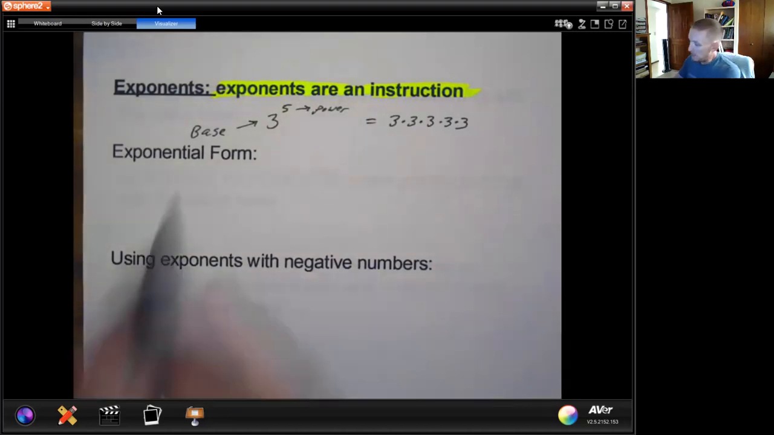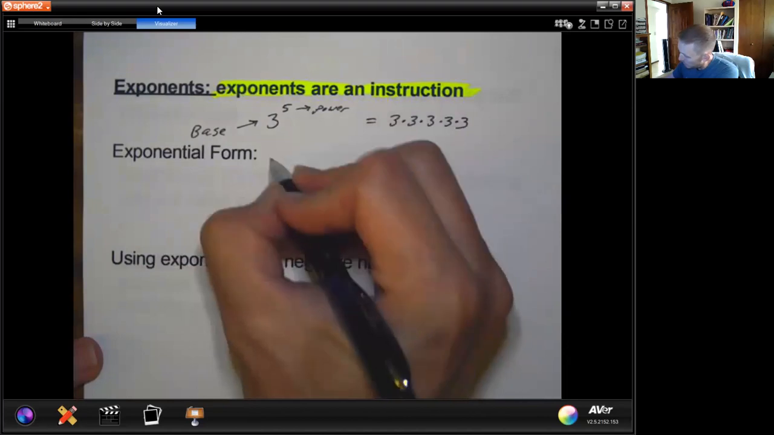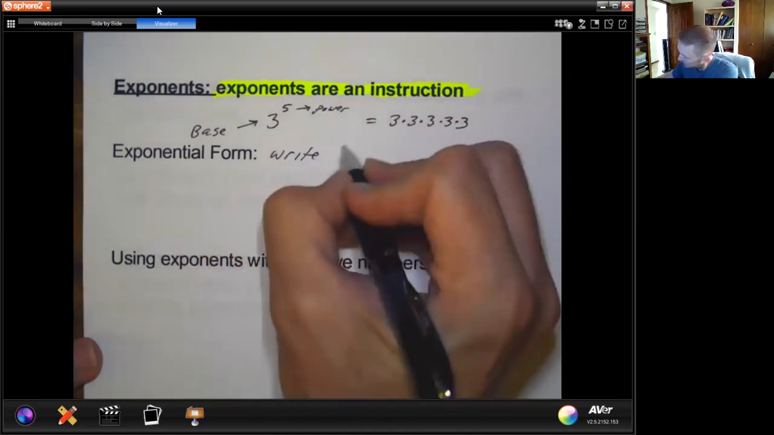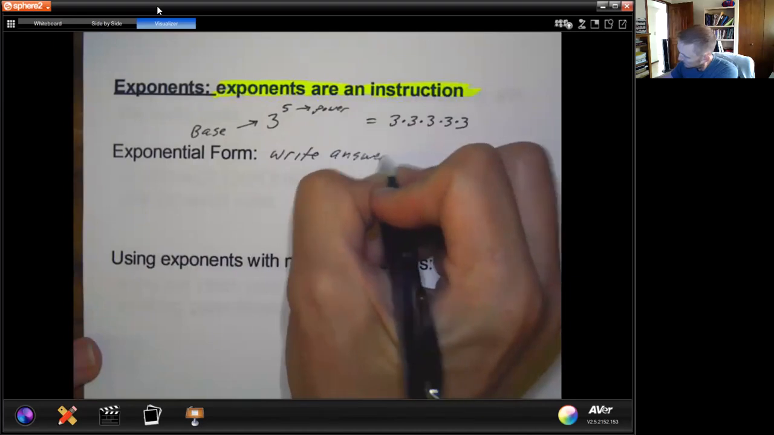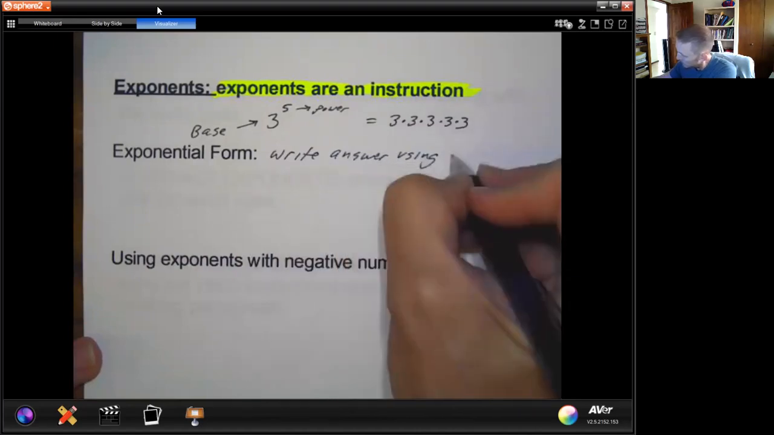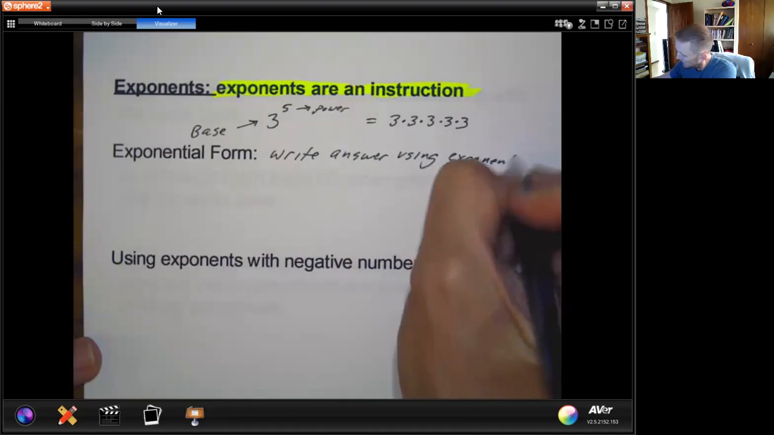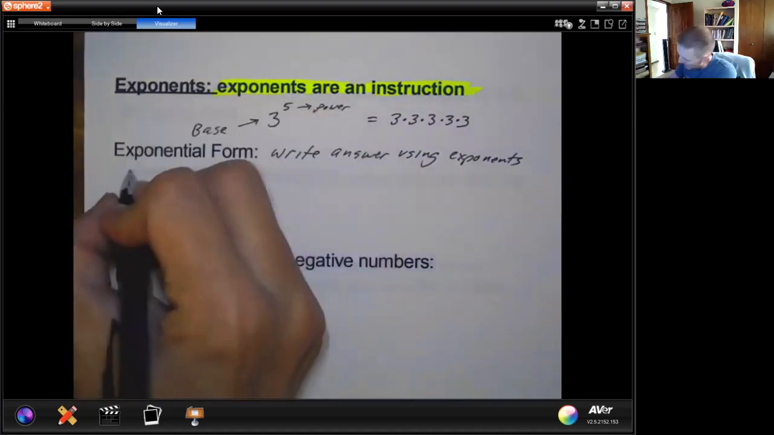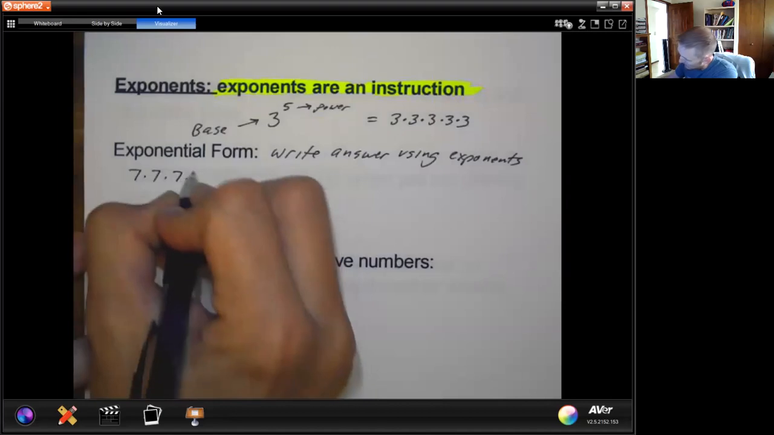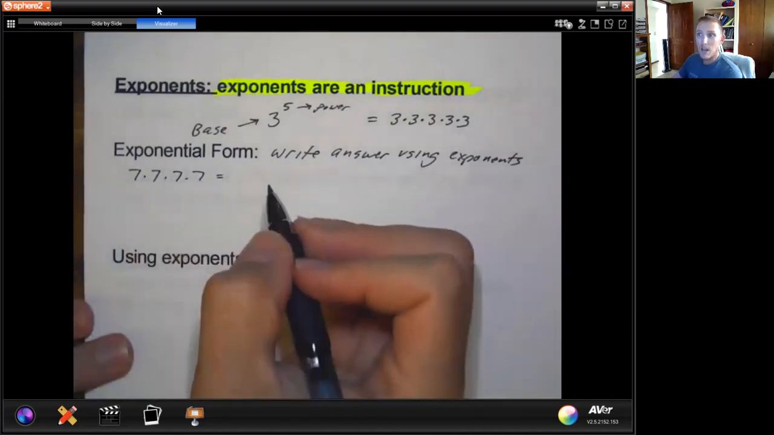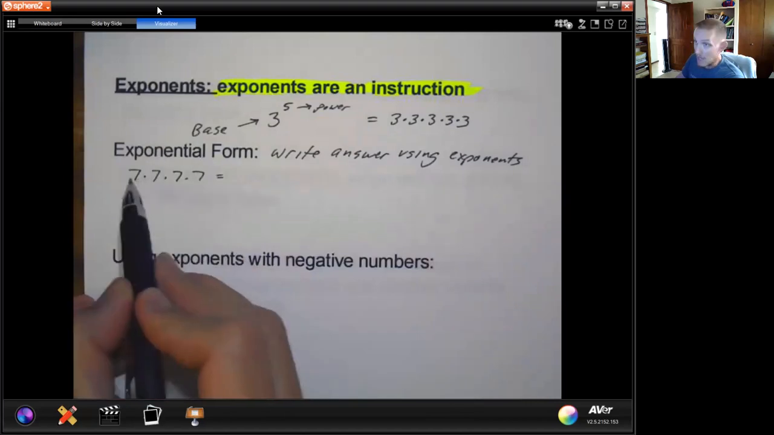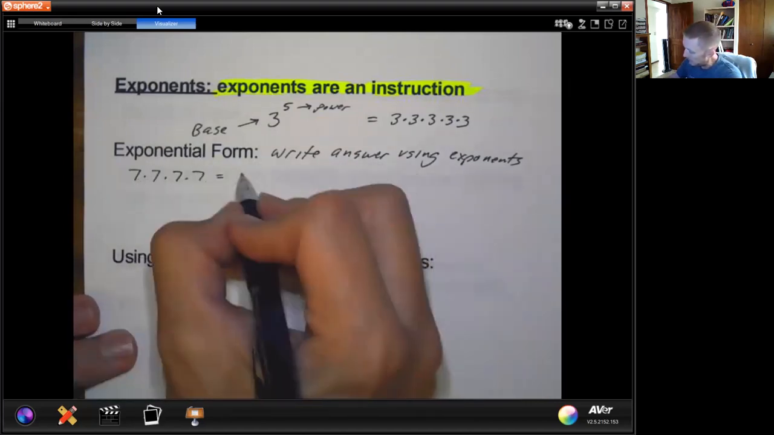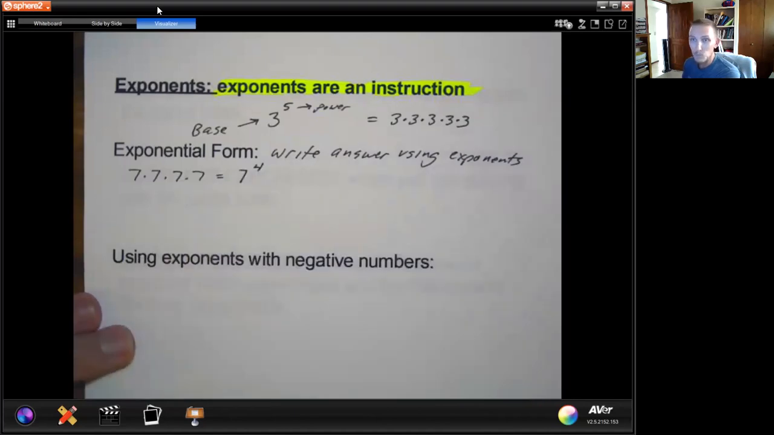Okay. Exponential form means to write your answer using exponents. So it may give you something that's expanded out, and they want you to write it using exponents. So for example, I could give you 7 times 7 times 7 times 7. And to write that in exponential form, I have the same base multiplied by itself 4 times. So that's going to be 7 to the 4th power. And that's just writing it in exponential form.